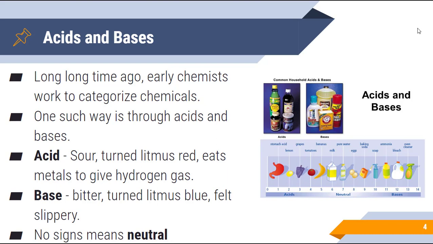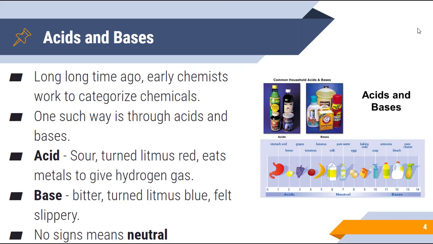Now, before they actually knew any of the chemicals and their formulas, acids were things that were simply sour. They turned litmus paper red. You've seen litmus paper before. It's this little piece of paper, you dip it, and it either turns red or blue. If it turns red, it's an acid. If it turns blue, it's a base. An acid actually eats metals to give hydrogen gas. So this is one way that they indicated if they had an acid present.